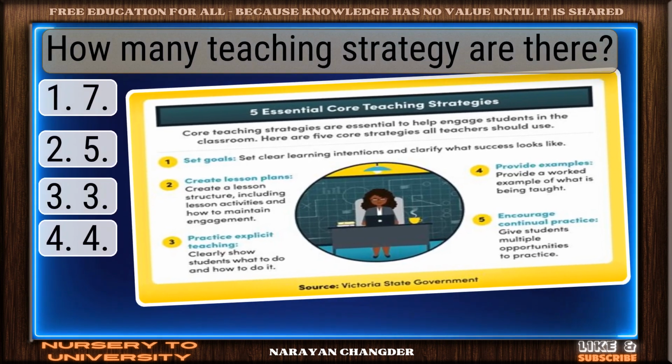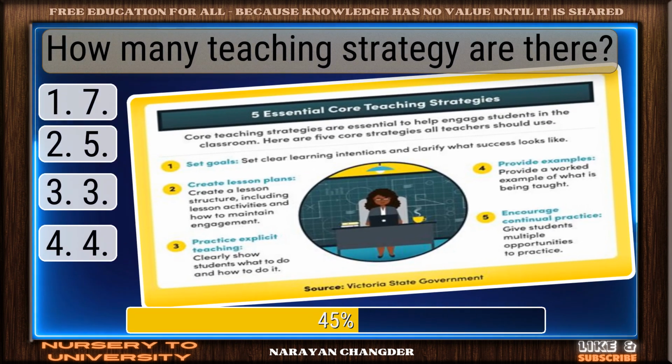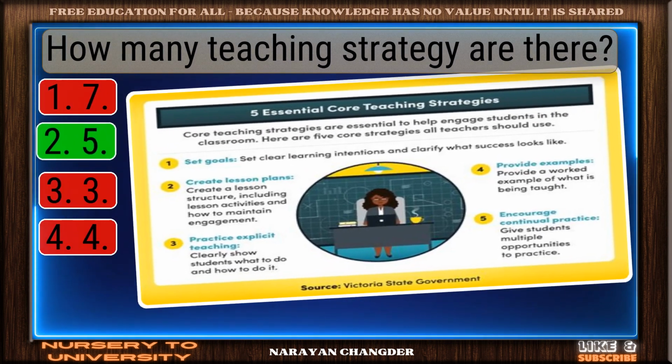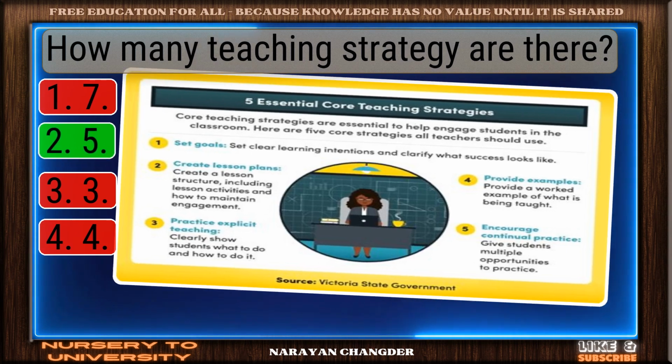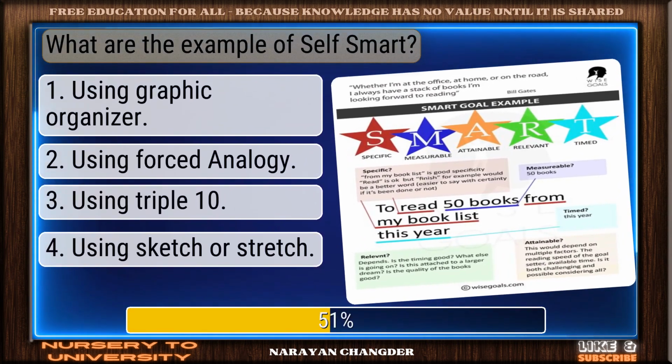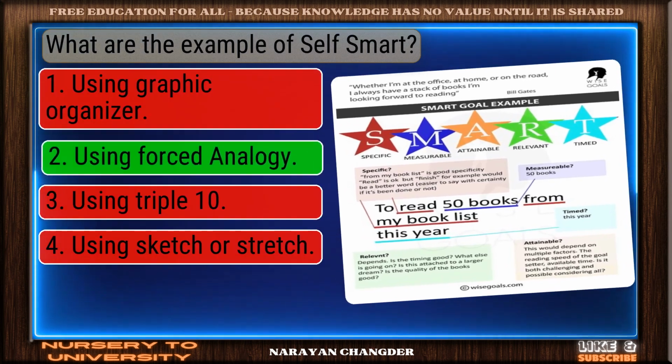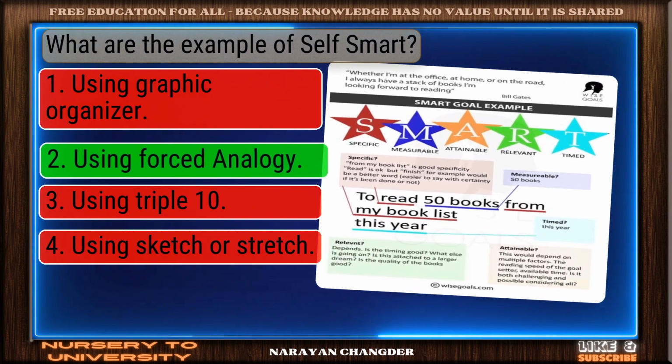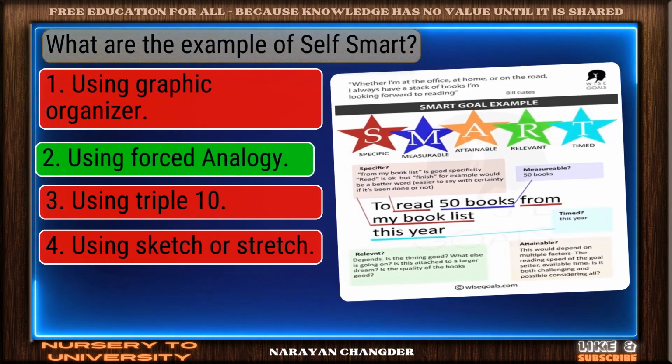How many teaching strategies are there? Great thinking. 5 is the right choice. What are the example of self-smart? On track. Using forced analogy is the correct answer.